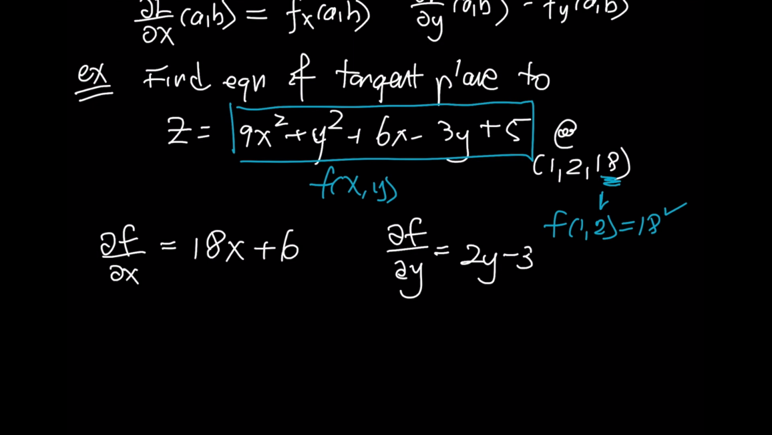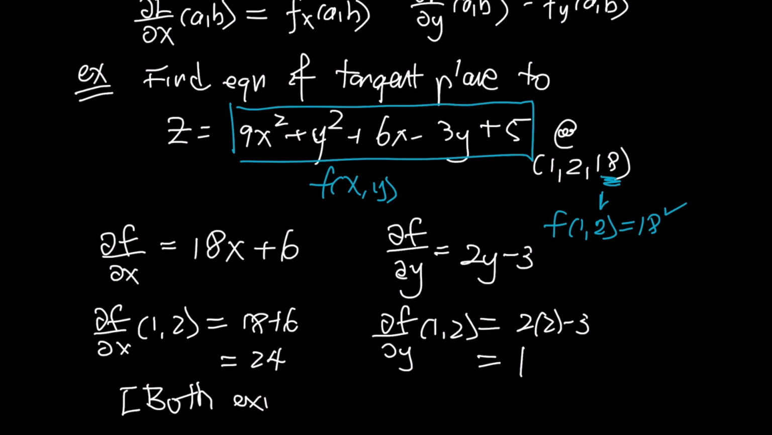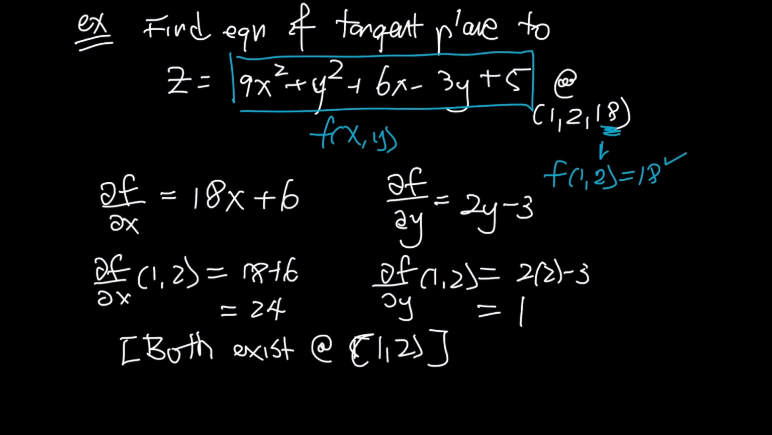Both of these functions exist at the point that I'm interested in. If I were to plug in a 1 and a 2, I'll get 18 plus 6, which is a 24. And if I were to plug in a 1 and a 2 into this function, I will get 2 times 2 minus 3, which is a 1. So both of them exist at the point (1, 2). Now also note, this is a polynomial function, so this function is continuous for all points in R2. And the same thing is true here. This partial derivative function is continuous for all points in R2.